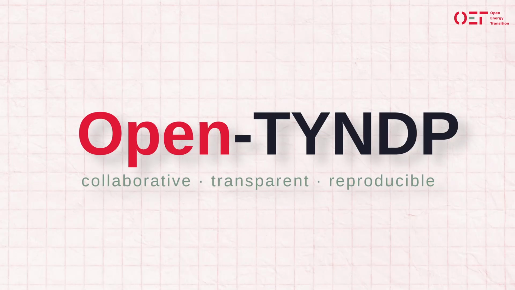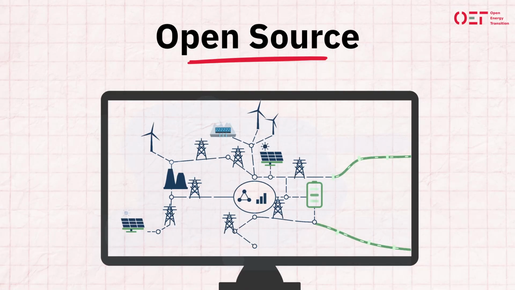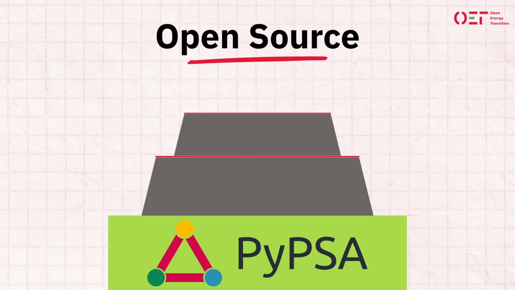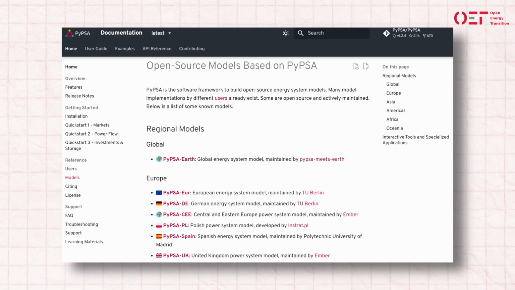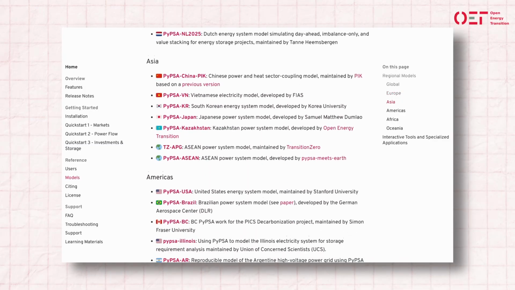PyPSA-Eur, Open-TYNDP, what are the differences? One of the strengths of open source energy systems modeling is the ability to use, improve, and build on top of existing modeling frameworks. But with so many models, workflows, and frameworks, it can be hard to see how they actually relate to each other.